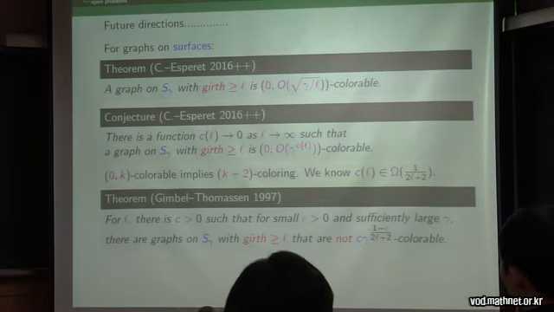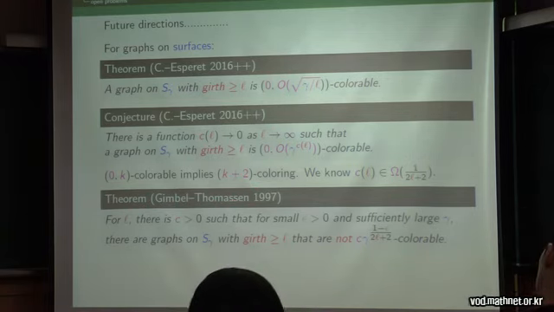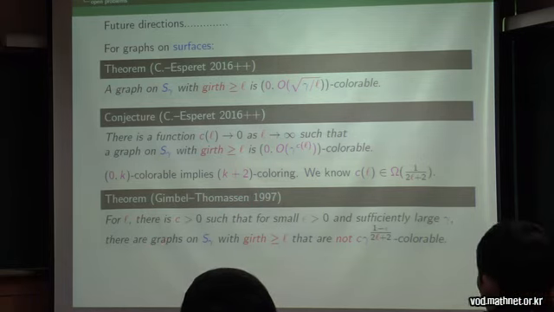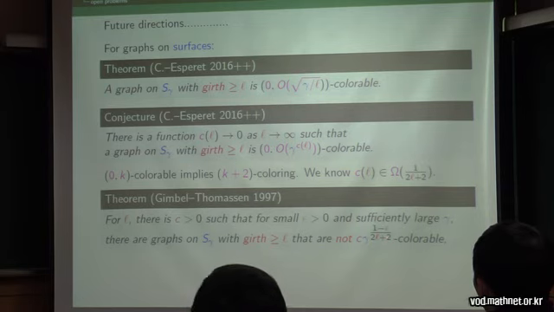They proved that under these some conditions, there exists a graph on a surface of Euler genus gamma that has some girth, and it's not something colorable, where C is just a constant, and this is gamma to some power of 1 over 2L plus 2. Right? So this function that depends on your girth must be at least this. The growth rate must be at least this. Right?